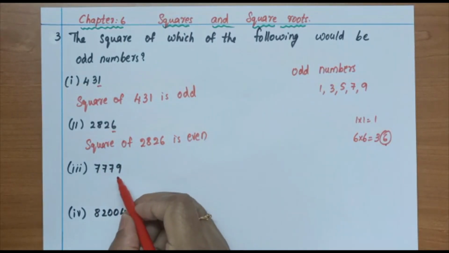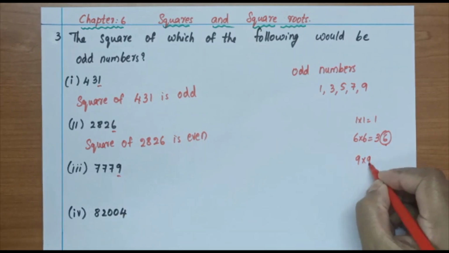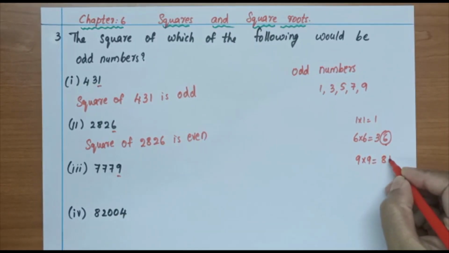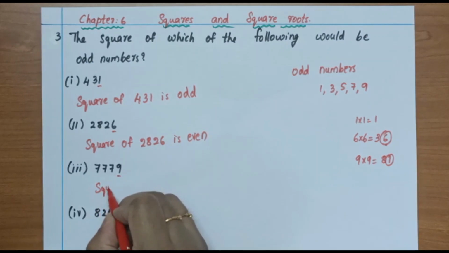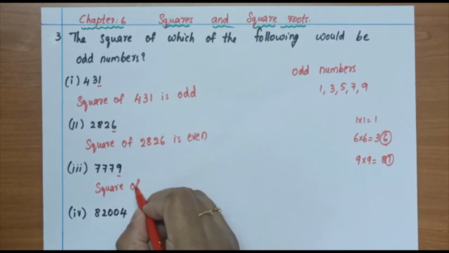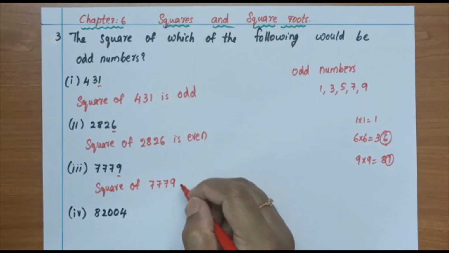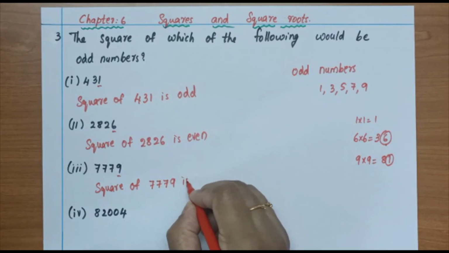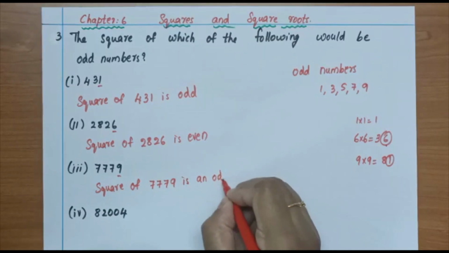Next one. Here the number 7779 is ending with 9. So the square of 9, 9 into 9, will be 81, ending with 1, so that number is an odd number. So you can write the square of 7779 is an odd number.